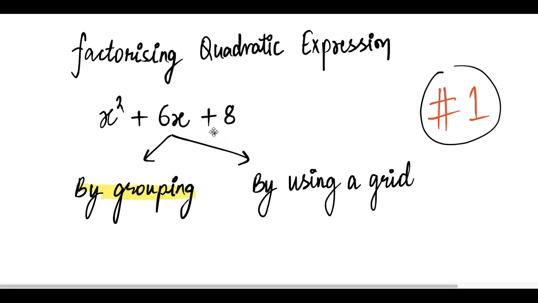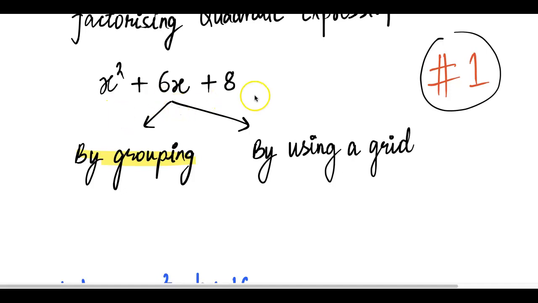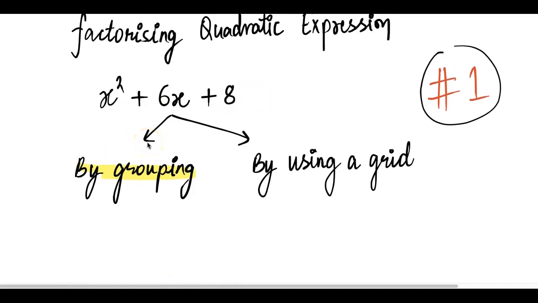Today we are going to learn about factorizing quadratic expressions. So we have a quadratic expression over here, that is x squared plus 6x plus 8. We actually have two methods, and we're going to be discussing them. But today we're going to be focusing more on factorizing by grouping. In the next lesson we're going to be discussing how to factorize the same with the grid.